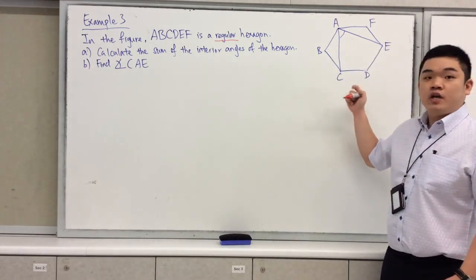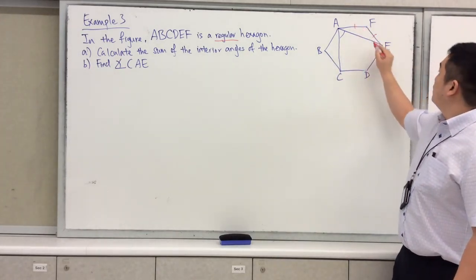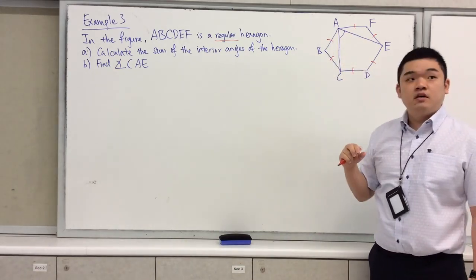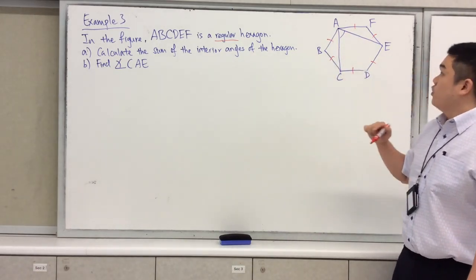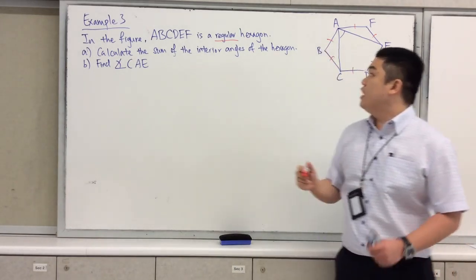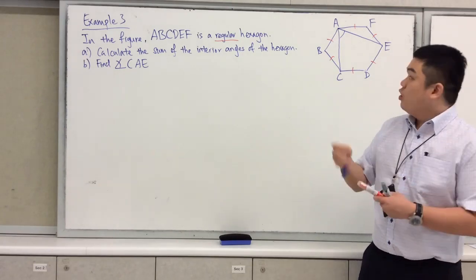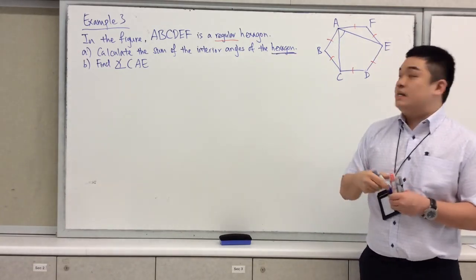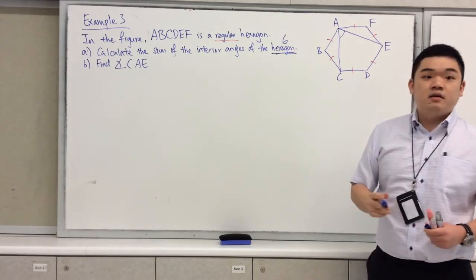So on the diagram, we can actually do something like this to denote that all the sides of the polygon are the same length. Okay? And for part A, we are asked to calculate the sum of the interior angles of the hexagon. When you are given the term hexagon, you must already know that it is a 6-sided polygon.